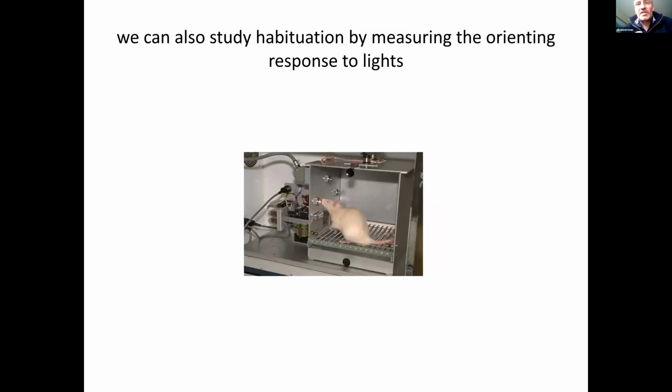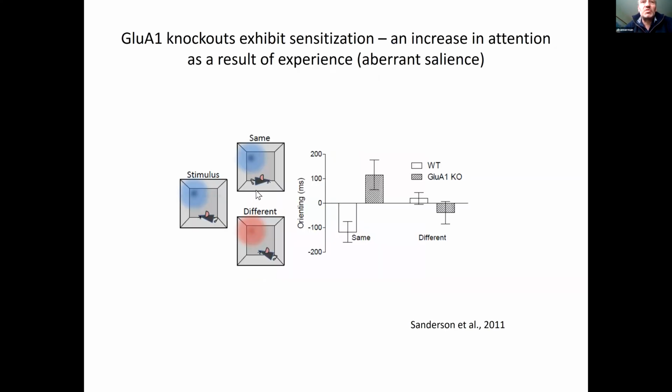We've done something similar with lights in an operant box. In this experiment, we just measured how much animals looked at different light cues on the wall of the operant box. We presented them with a light, and then 30 seconds later, we either presented the same light again, or a different light. What we found was that in normal wild type mice, orienting goes down, reflecting habituation. The first time they see the light, they go, oh, that's a nice light, that's interesting. You show them the same light again, and orienting goes down. Yep, not interested in that light, seen it already. Again, what's striking is that the GluA1 knockouts do the opposite.